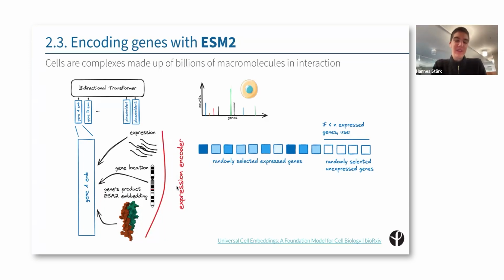Yeah, but the thing is, if you just concatenate them, for example, then the end of chromosome 1 will be close to the beginning of chromosome 2, while it isn't in reality.